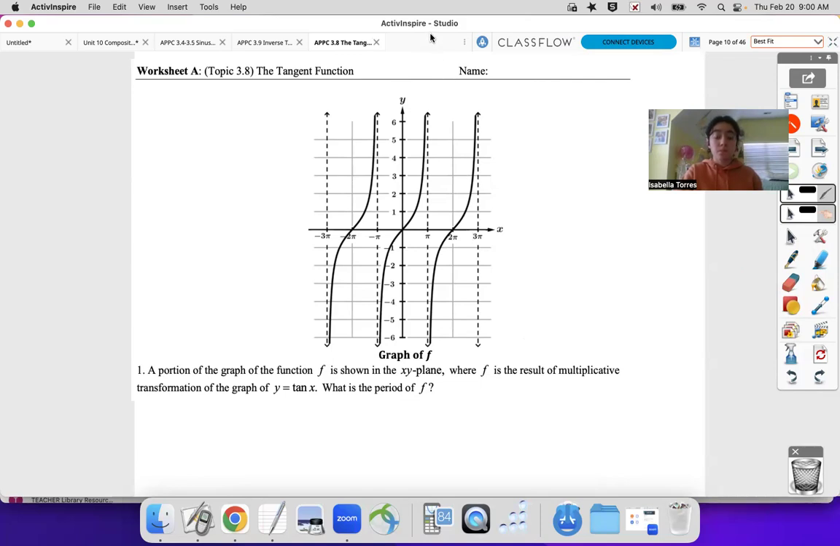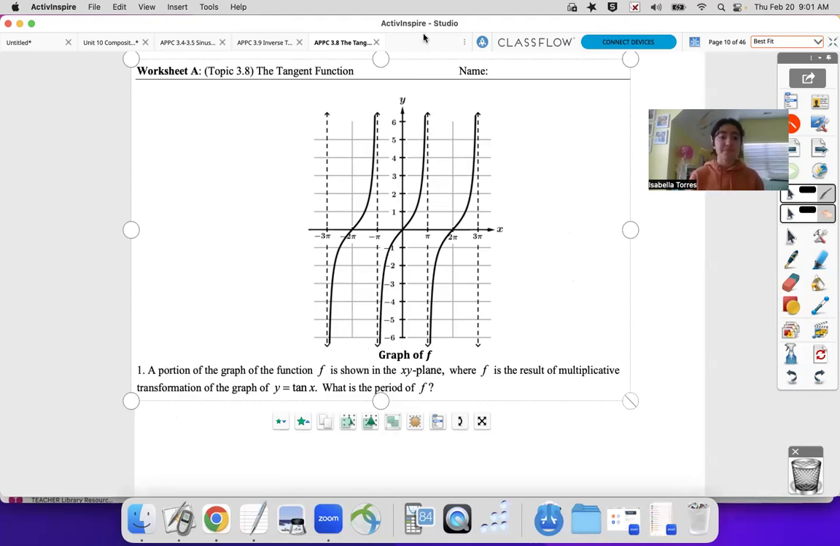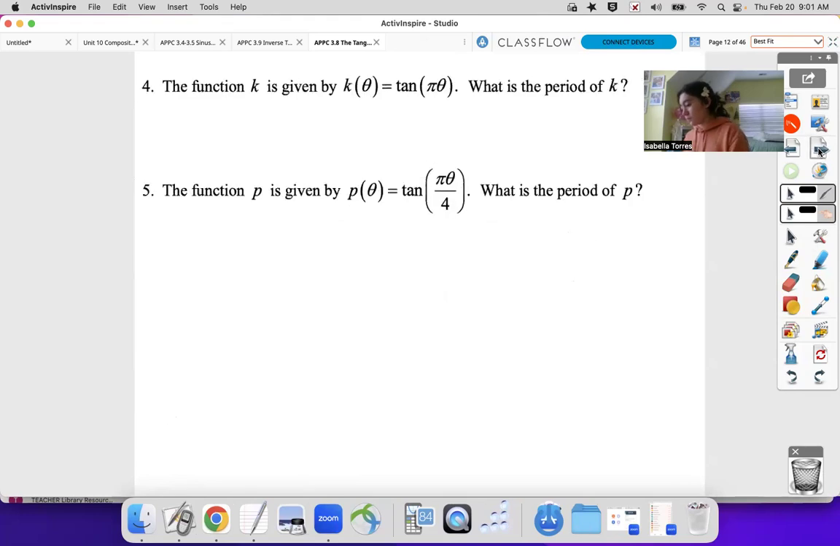I see you raised a hand. Go ahead, Isabella. What do you got? Ms. Torres, how do you do the periods when it's like theta over a number? Can you give me an exact problem that we can work on? Number 5. Okay. Let me make sure I've got number 5. This one? Okay. So, I've got to hook up my little machine.